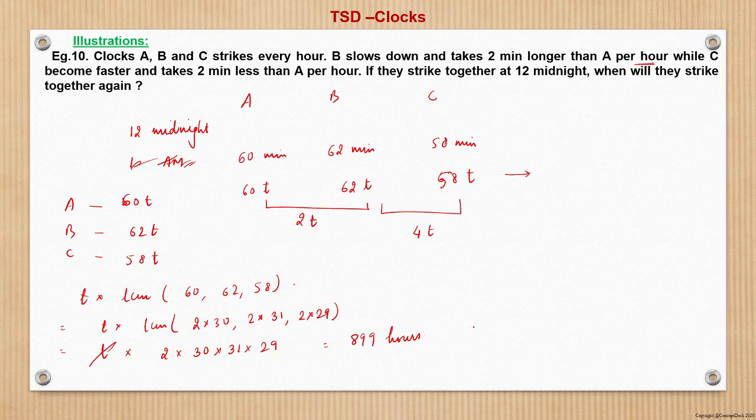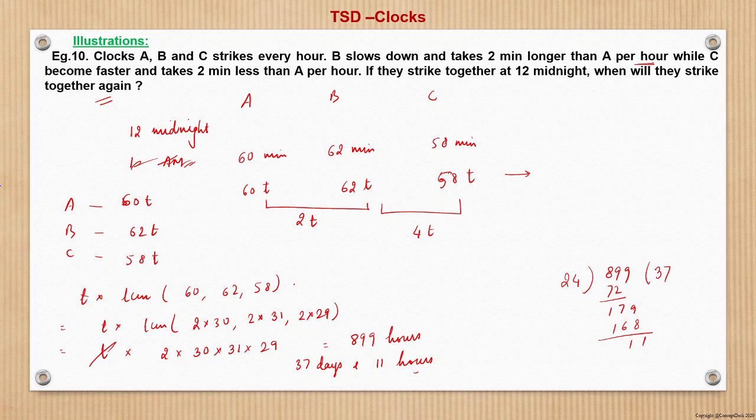Now 899 hours, let us see what this means. 899, when we divide by 24, gives us 37 days and 11 hours. So the question is, when will they strike together again? After 37 days and 11 hours.